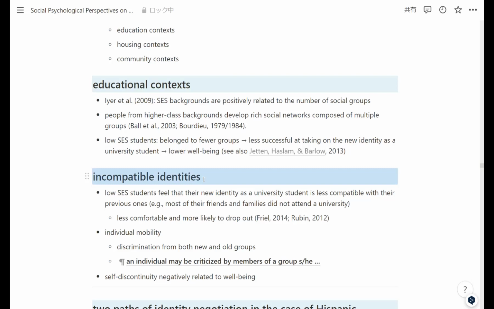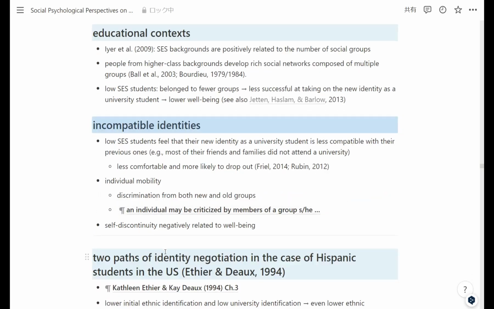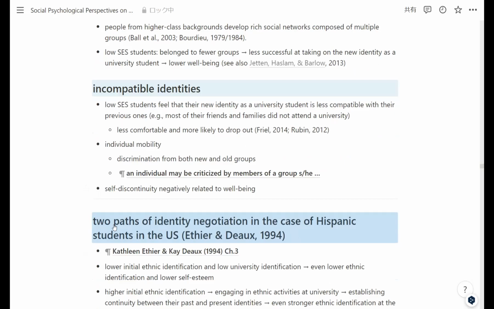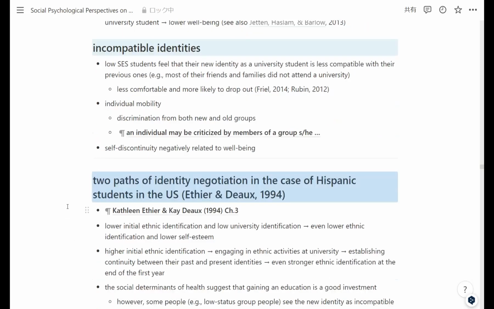And they may feel that, okay, maybe I do not really belong to this new group, or maybe I have nothing to share with these new friends at the university. And then it will make these people's well-being lower, and it also makes these people more likely to drop out from the university. And today I will talk more about those examples using some previous studies. So, two passes of identity negotiation in the case of Hispanic students in the US.